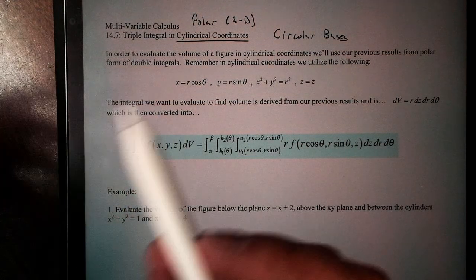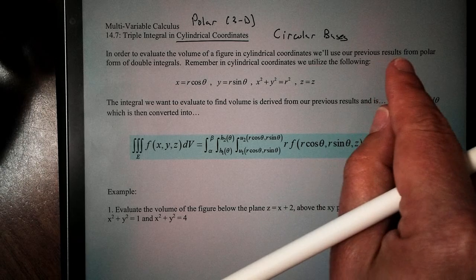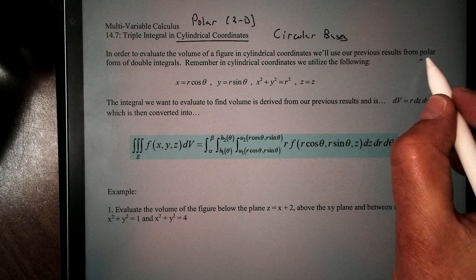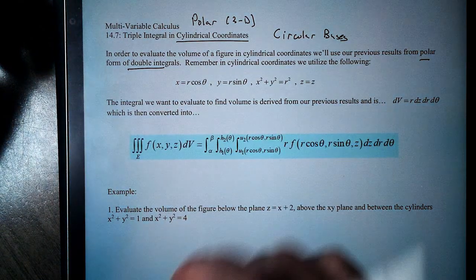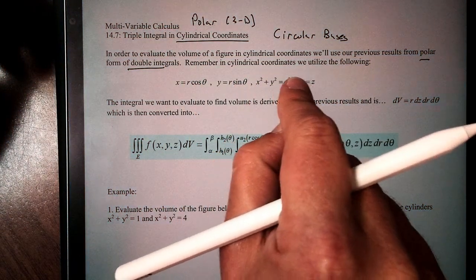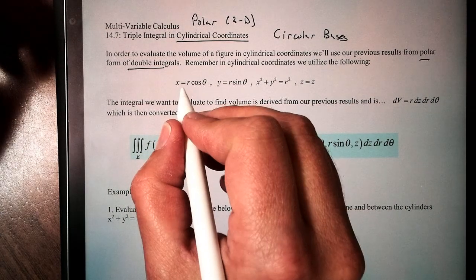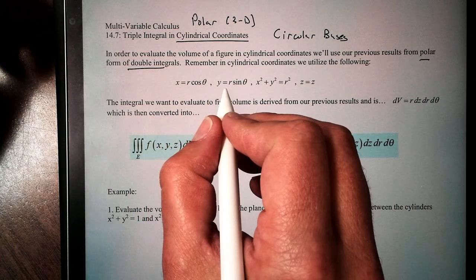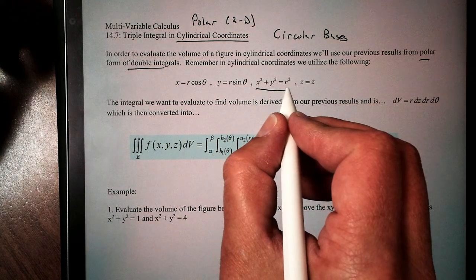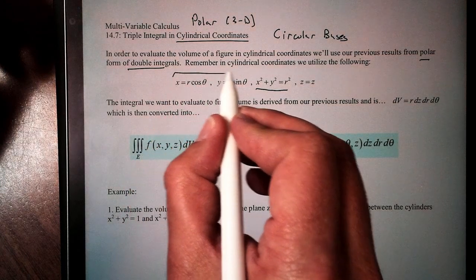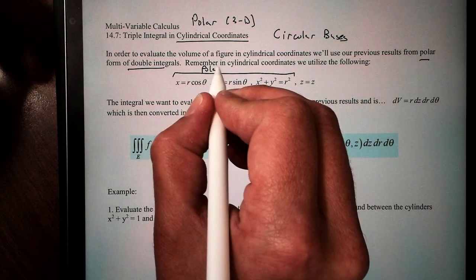So in order to evaluate the volume of a figure in cylindrical coordinates, we'll use our previous results from polars from double integrals. And that's what we just kind of talked about here. Remember, in cylindrical coordinates, we're going to use the following conversions. x is always going to be r cosine theta, y is equal to r sine theta, and x squared plus y squared equals r squared. This is why we like circular bases. So these are our polar conversions from earlier.